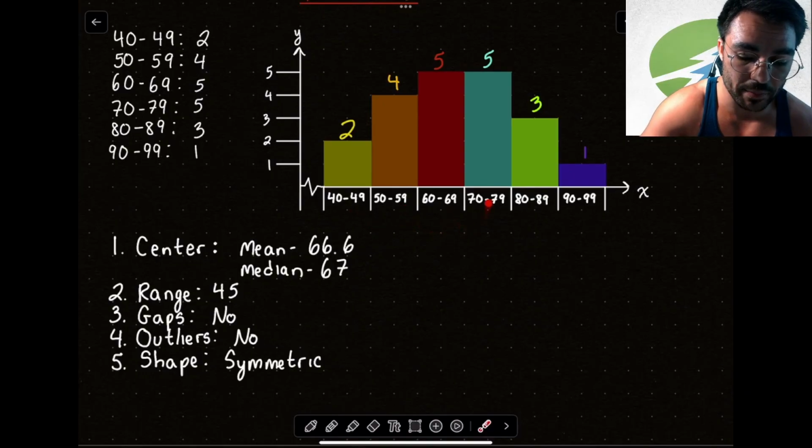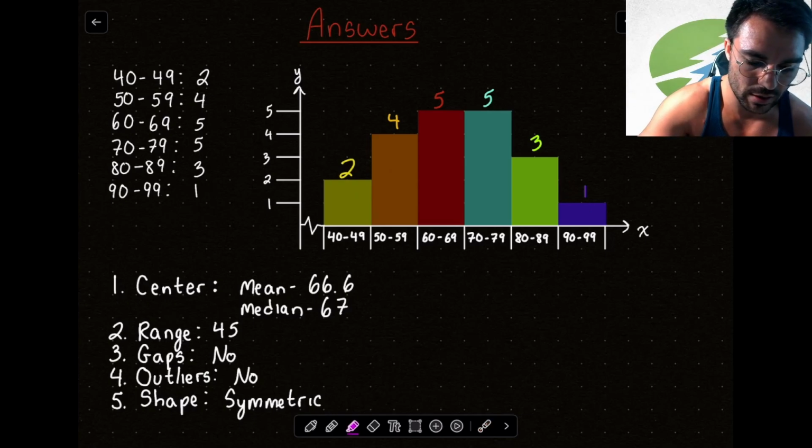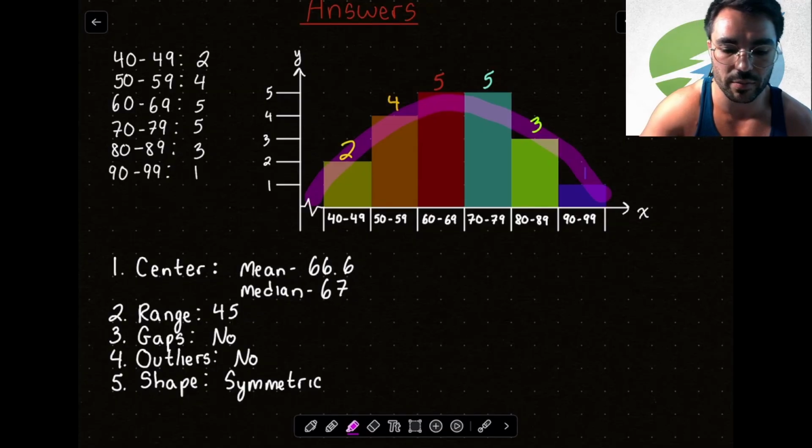There are no gaps in our bins. We have no apparent outliers. And the shape of this thing, mostly symmetric. It's symmetric enough. Yeah, this side is a little higher than this side, but I wouldn't say it's enough to call it left skewed. It still gives this overall shape. So we would say the overall shape is symmetric.